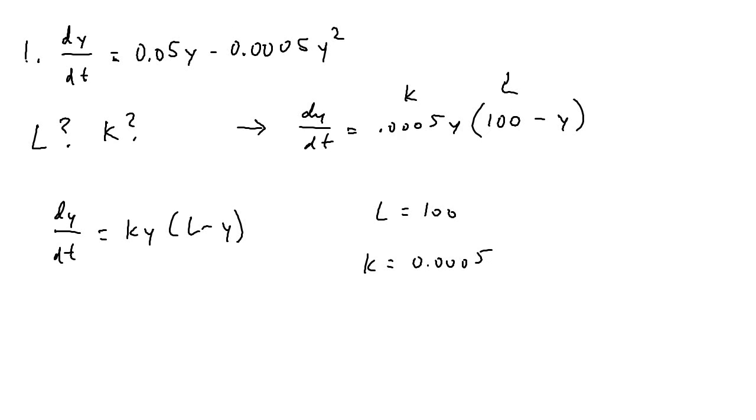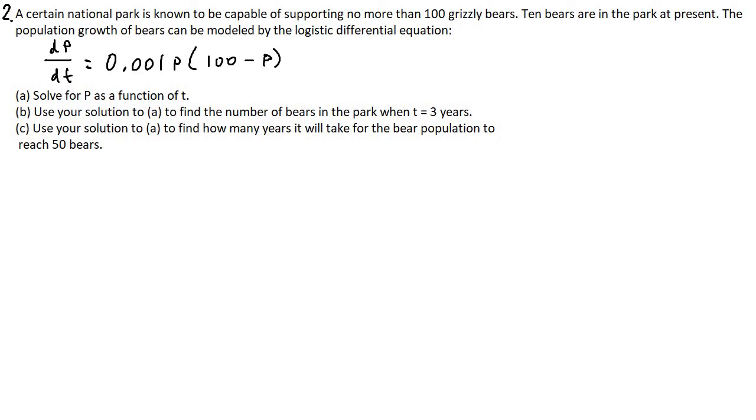Now for number 2, let's say a certain national park is known to be capable of supporting no more than 100 bears. 10 bears are in the park at present, and the population growth of bears can be modeled by the logistic differential equation dp/dt = 0.001p times (100 minus p). For part A, solve for p as a function of t.